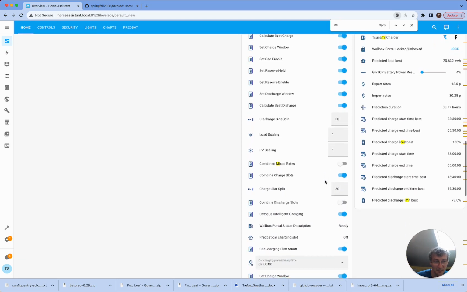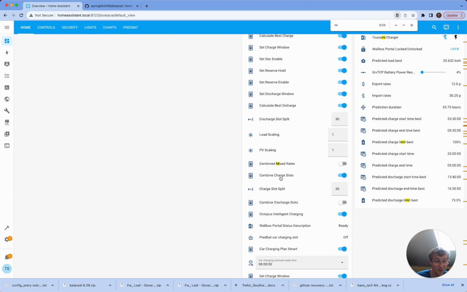And then there's also this split here. So in my case, discharge slot split 30, essentially, and I've got combined discharge slots off, which means it does this split. So I split it into 30-minute chunks for the discharge window. If I didn't split it up, I'd just have one that was 24 hours long and I wouldn't be able to use it anyway, so I need to split it. But obviously if you've got a variable rate, then you don't need to, because it will get split automatically as the rate changes.